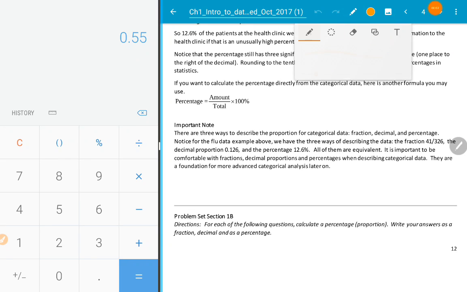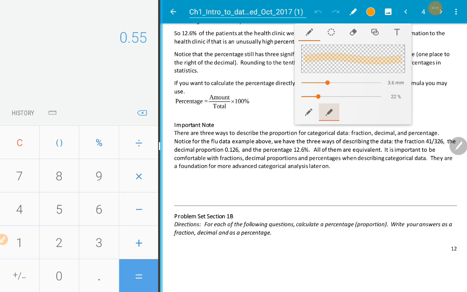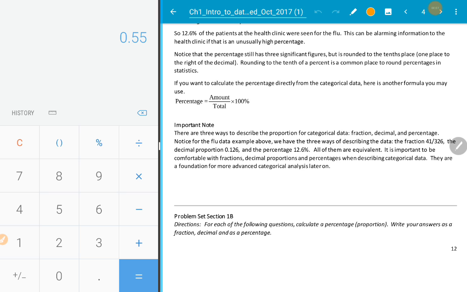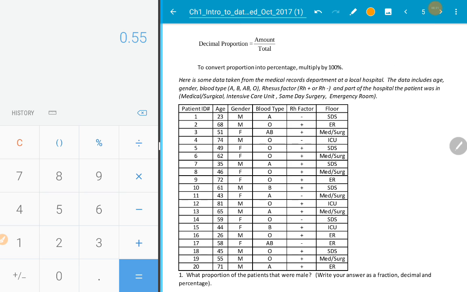All right, in this video I'm just going to do an example or two from problem set 1B, where the directions are: for each of the following questions, calculate a percentage or proportion, and write the answer as a fraction, a decimal, and a percentage. All right, so going on to those problems now.